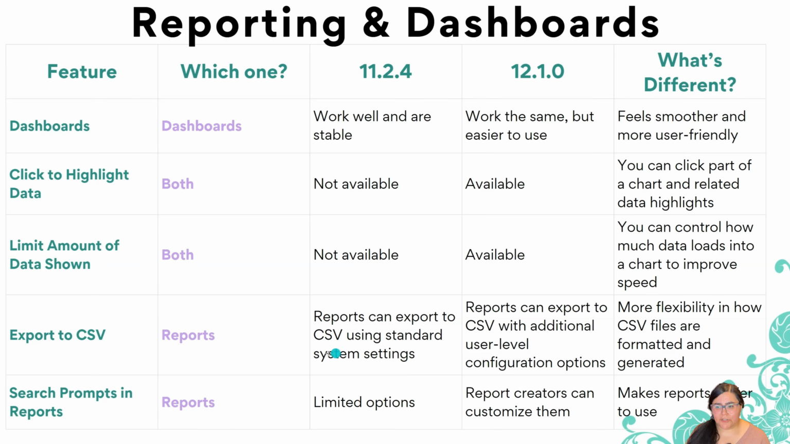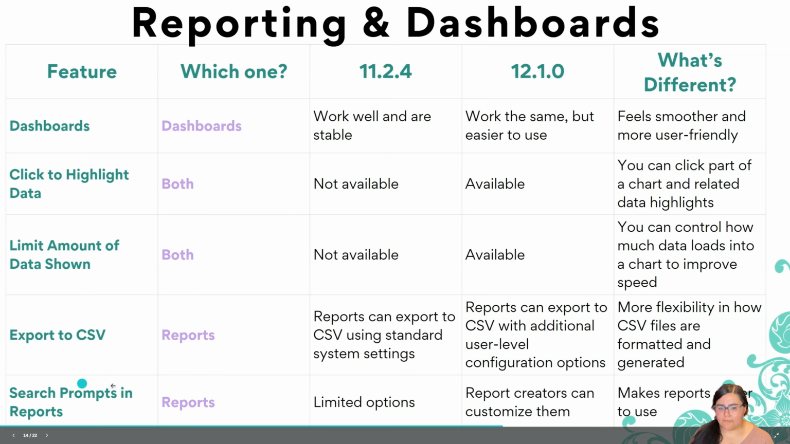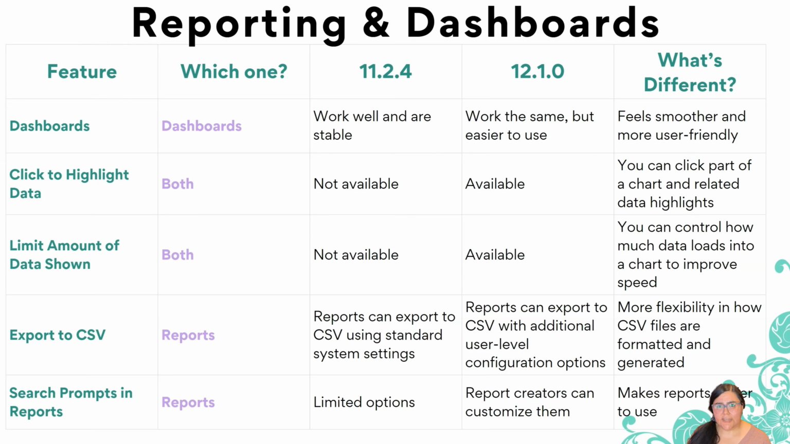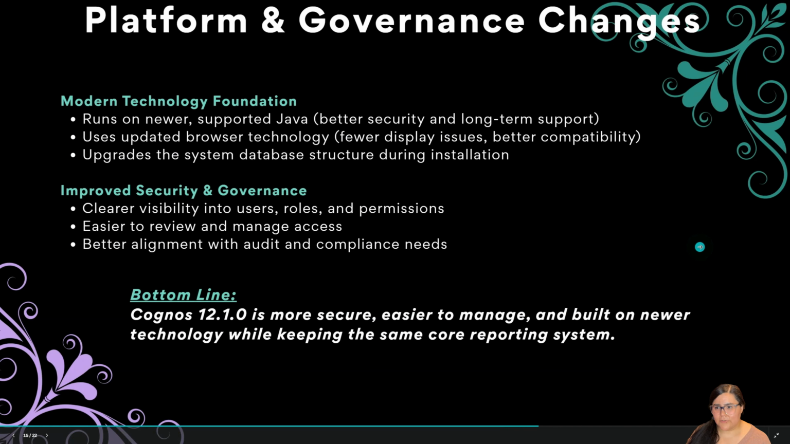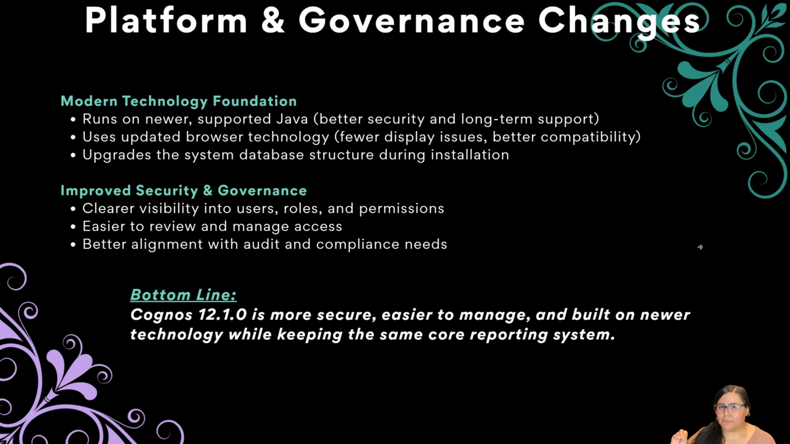And then the exporting as CSV, we get that higher level of additional user configuration. Like I mentioned, you can export it with pipe delimited or comma. So we get more of those. Search prompts, you can also limit options. You were able to limit options before, but I don't know if it was as upfront as it is now. So that's cool.